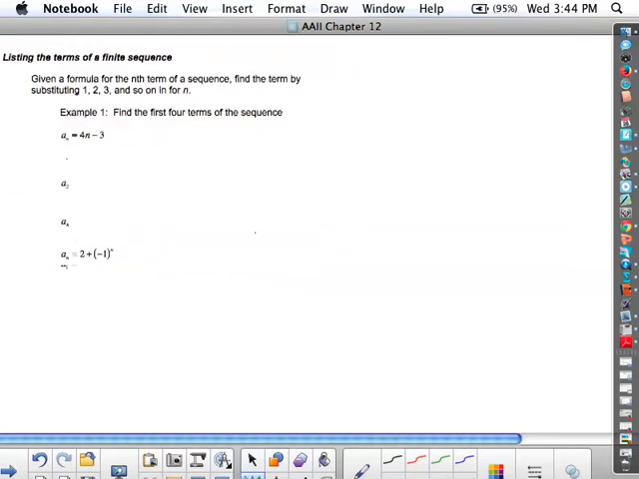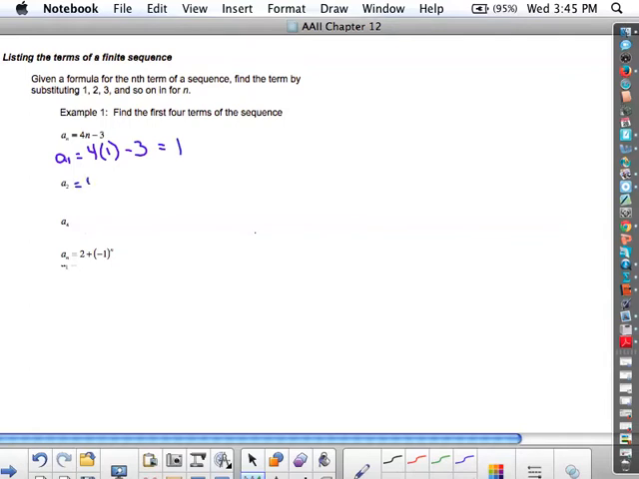Looking a little more specifically, listing the terms of a finite sequence. Let's say we are given the sequence where a sub n is equal to 4n minus 3. Looks like there should be an a sub 1 there. So finding those terms, I'm simply going to substitute the value of n in. The first one is going to be n equals 1, so that will give me 4 times 1 minus 3, which is 1.